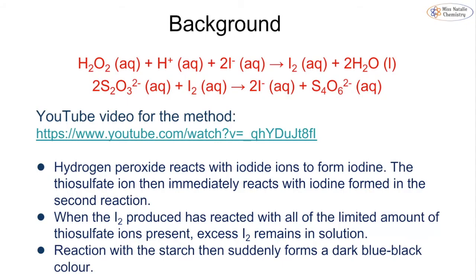So these are our two equations where we've got our hydrogen peroxide reacting with iodide, and then the iodine that's formed in that reaction reacting with the thiosulfate, and then we carry out this experiment using a starch indicator again.